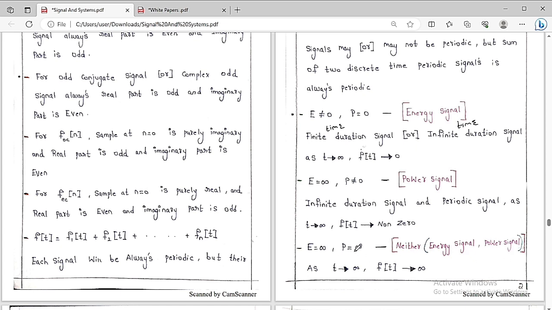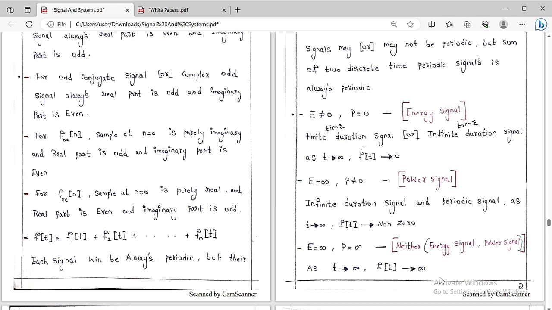It means both are infinite. If energy is equal to infinity and power is equal to infinity, then those signals are called neither energy signal nor power signal. So if E is equal to infinity and P is equal to infinity, those signals are called neither energy signal nor power signal. What is the best example? As t tends to infinity, f of t is also tending to infinity. So the best example is here.